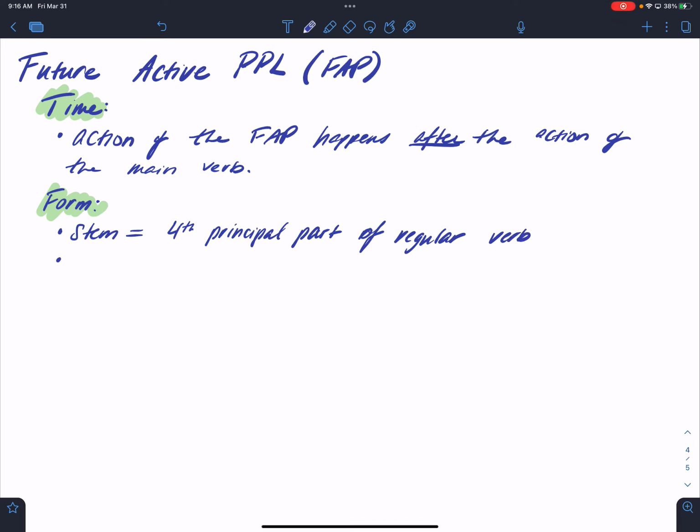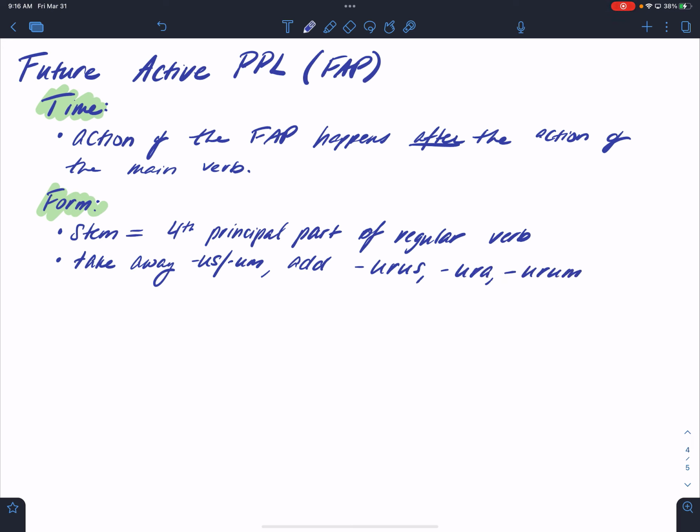Okay, and just like before, you take away the us or the um, depending on your Latin teacher. And then you add urus, ura, urum. Okay, now similarly, like the other ones that we did, it declines like a typical first, second declension adjective, okay?